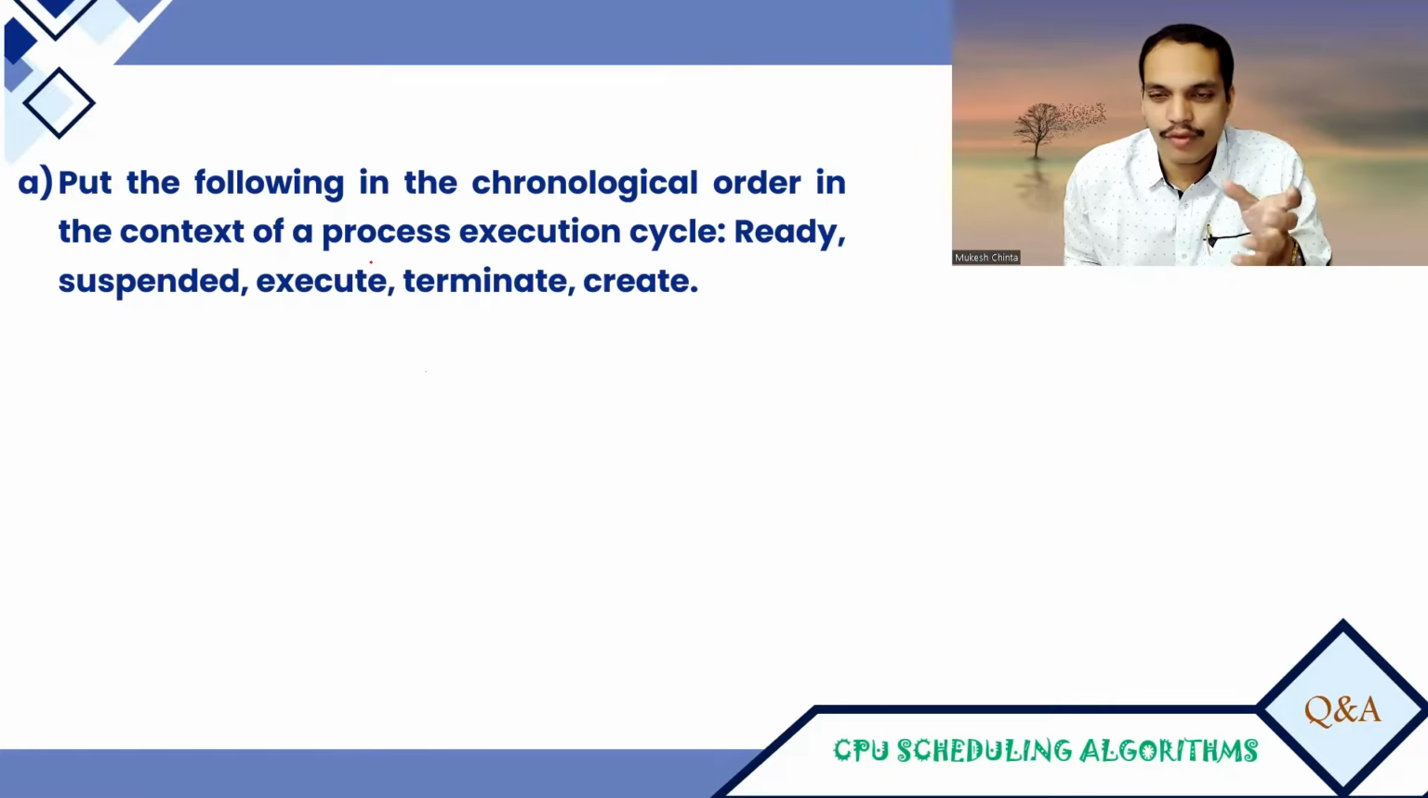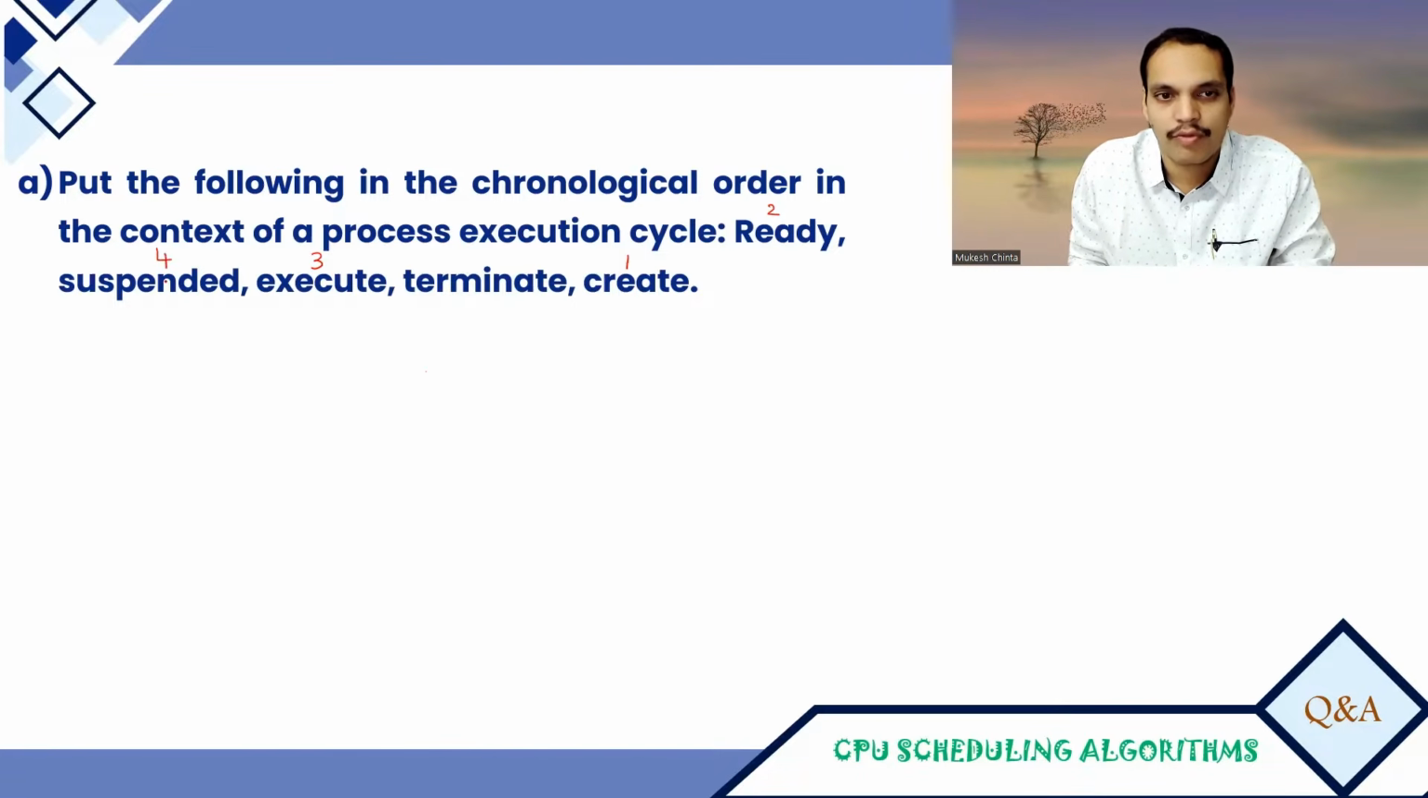If you understand and remember the process state transition diagram, the first thing is to create the process. This is the first one, and the next one will be the ready state, where the process will be ready to execute. The third one is the actual execution on the CPU. Number 4 is called the blocking state or wait state, or we can call it the suspended state, if the process needs to wait for some particular action or event to take place.